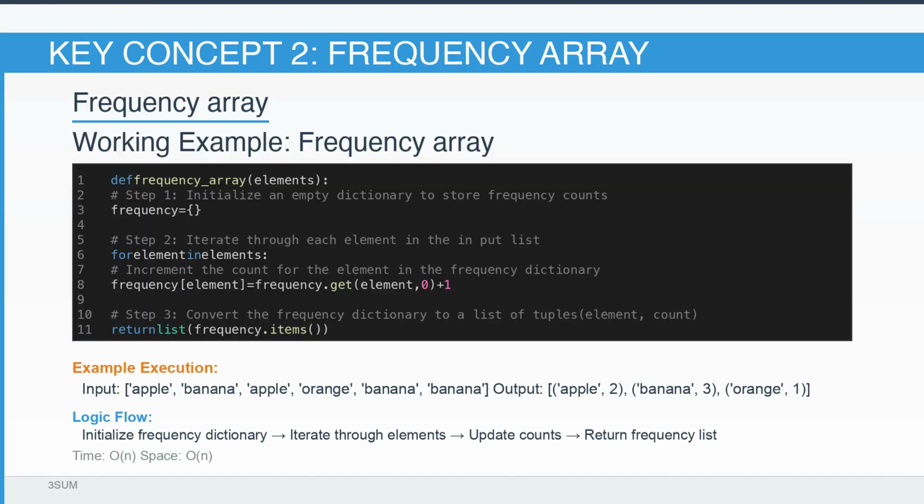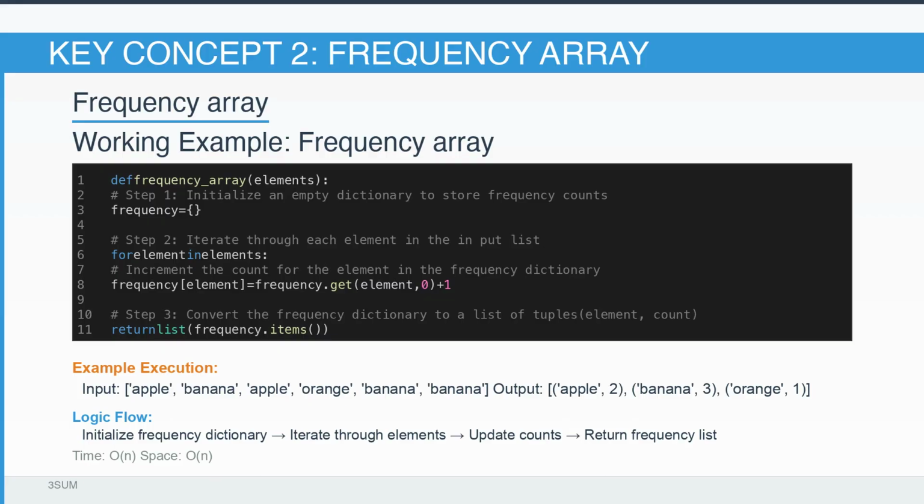In this slide, we have a function called frequency array that helps us count how often each element appears in a list. First, we initialize an empty dictionary named frequency. Think of this dictionary as a storage box where we'll keep track of each element and its count. Next, we loop through each element in the input list called elements. For each element, we update our dictionary. We look up the current count of that element using frequency.get(element, 0). This method checks if the element is already in our dictionary. If it is, we take its count. If not, we start at 0.